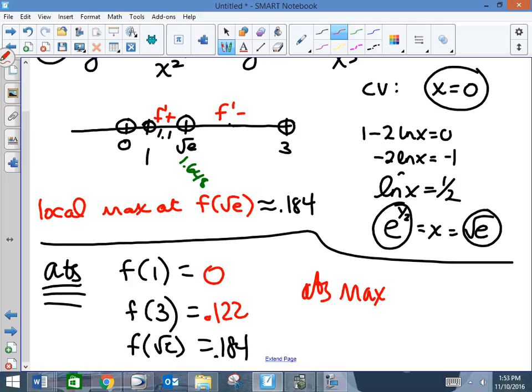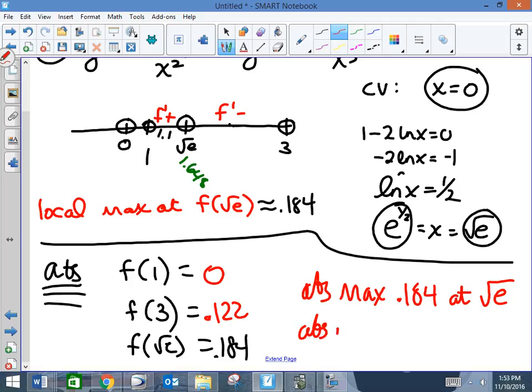No. What is the absolute max? It's either this one, or this one. 0.184. Oh my God. And that's the X value. I want that one. That's why I'm being so weird.